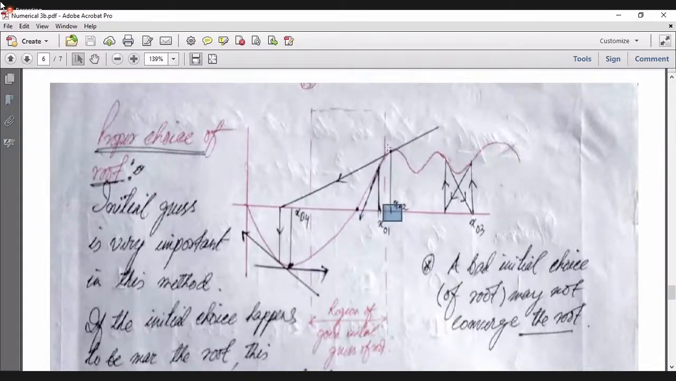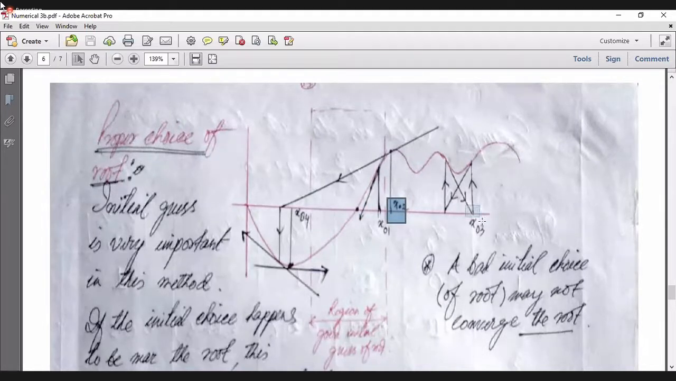When we draw a tangent here, this will come here, right? For the next point, we are going to draw a tangent at the value of f of x. In this way, this will diverge. We cannot come here. So if we choose a point far away, then we cannot get what we want.